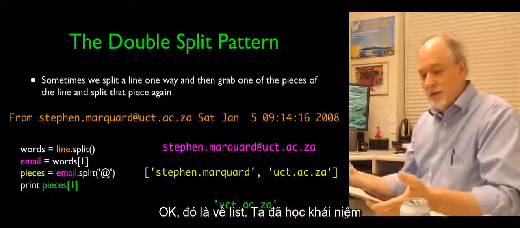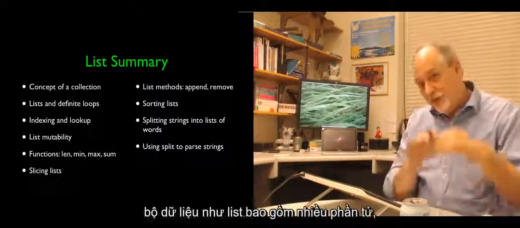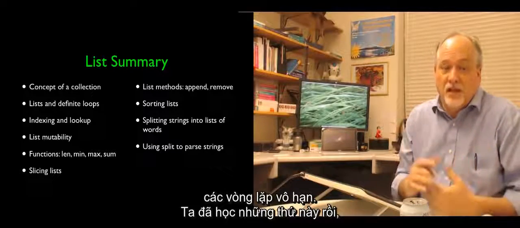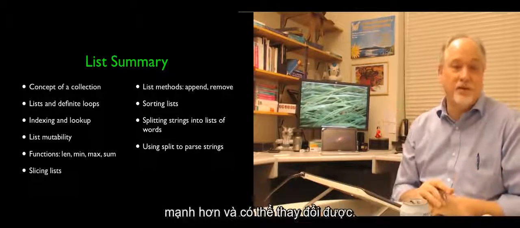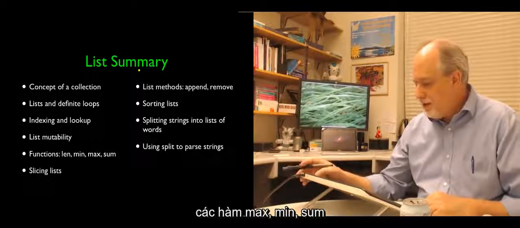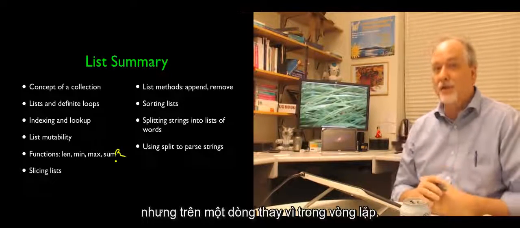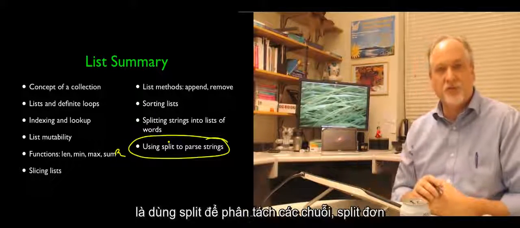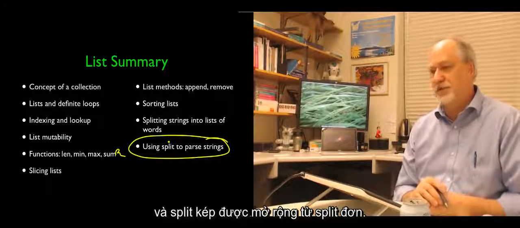So that's lists. We talked about the concept of a collection, where lists have multiple things in them, and indefinite loops. Again, we've seen these things. It looks a lot like strings, except the elements are more powerful and more mutable. We still use the bracket operator, and we redid the max, min, and sum, except we did it in one line rather than a whole loop. And something we're going to play with a lot is using split to parse strings, the single split, and then the double split is a natural extension of the single split.